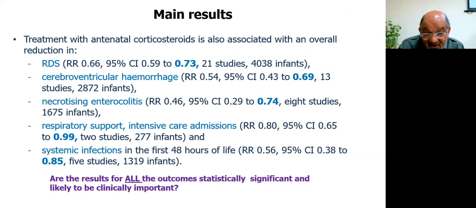Okay, and systemic infections in the first 48 hours of life, the estimate is 0.56, which is pretty good. The least estimate is 0.85. Now, if you think a 15% reduction is important for you, good for you. It's up to you. Where do you set your minimum important difference? That's what we're looking at.